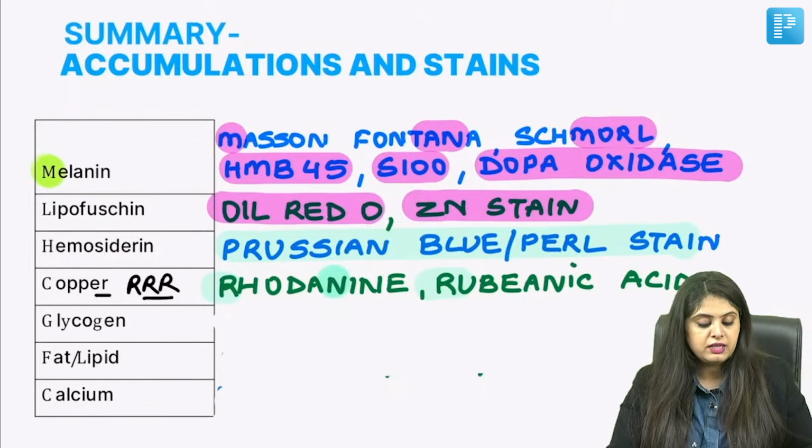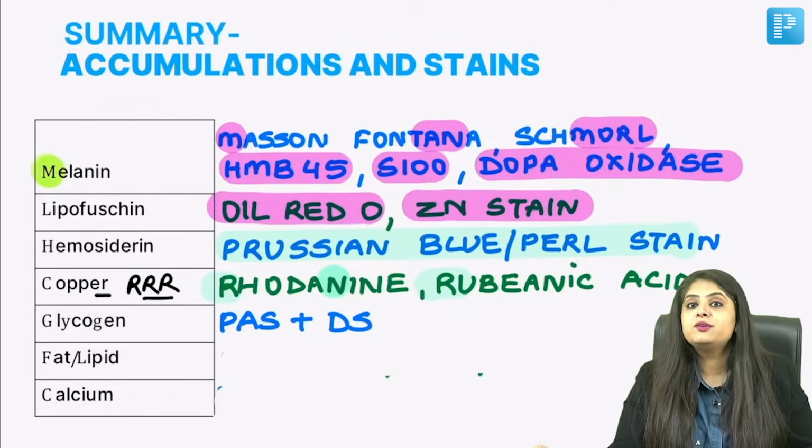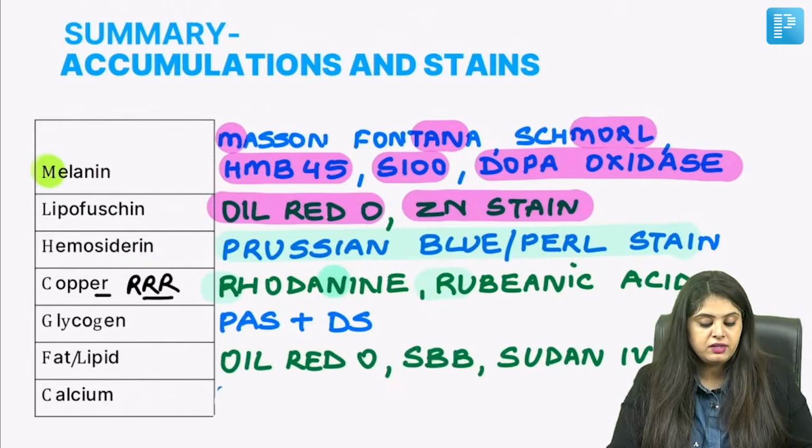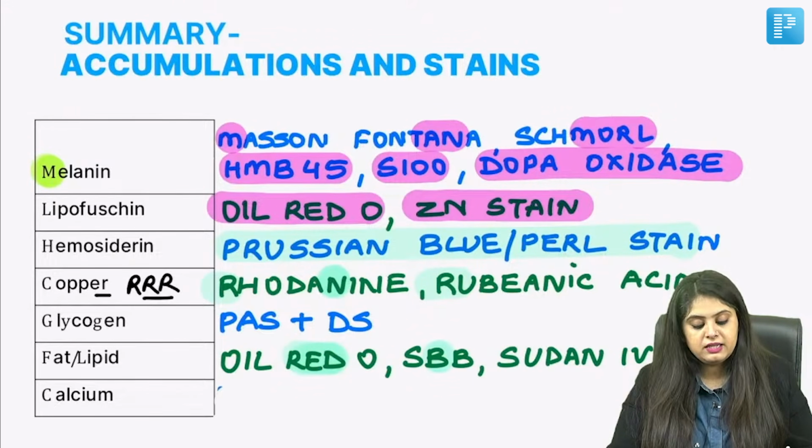Coming to glycogen. For glycogen, remember periodic acid Schiff positive, diastase sensitive. Coming to fat or lipid, I've already taught you. If it is red color, then oil red O; if it is black color, then Sudan black B; even Sudan IV was there, which was giving an orange color.